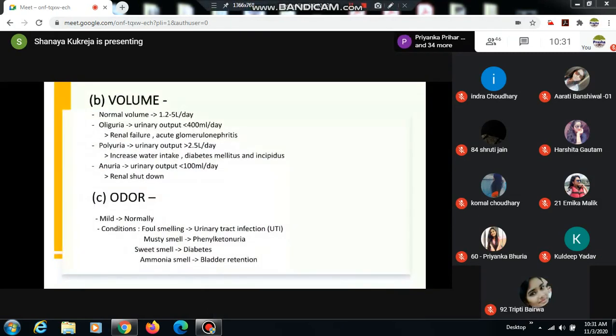In the condition of phenylketonuria, the phenylalanine amino acid, which is an essential amino acid of our body, is not metabolized properly, but it starts building up in the body and the urine becomes musty smelling. In diabetes, the urine becomes sweet smelling, and in bladder retention, where the urine is retained in the bladder for certain intervals and is concentrated with waste products, the urine becomes ammonia smelling.